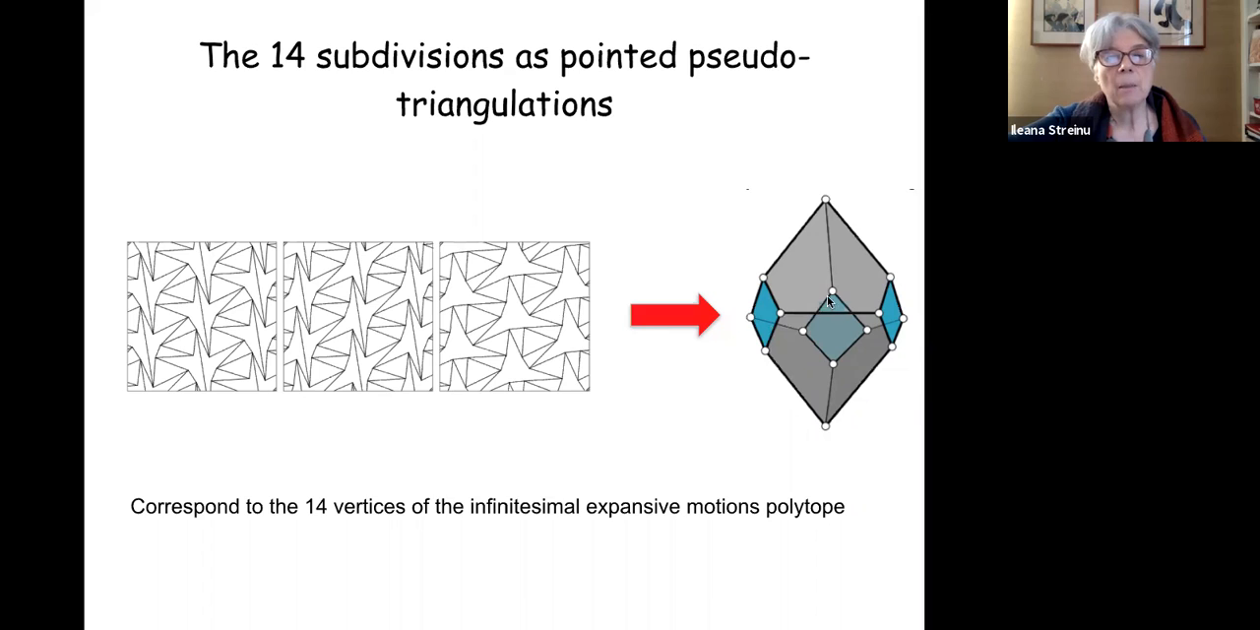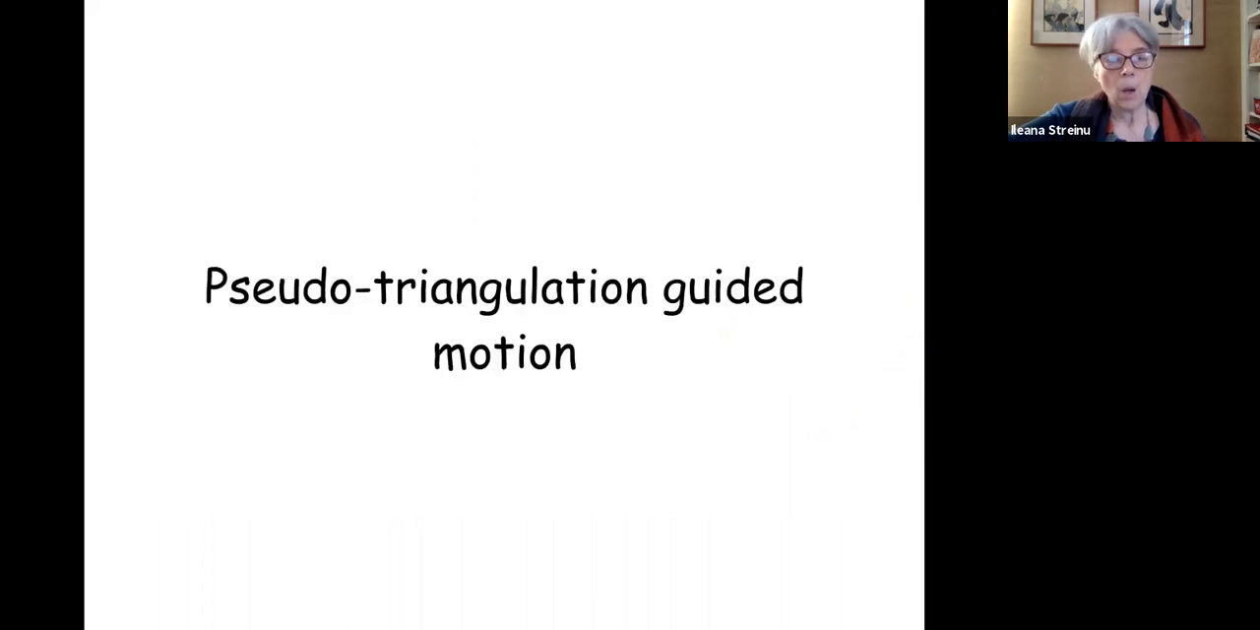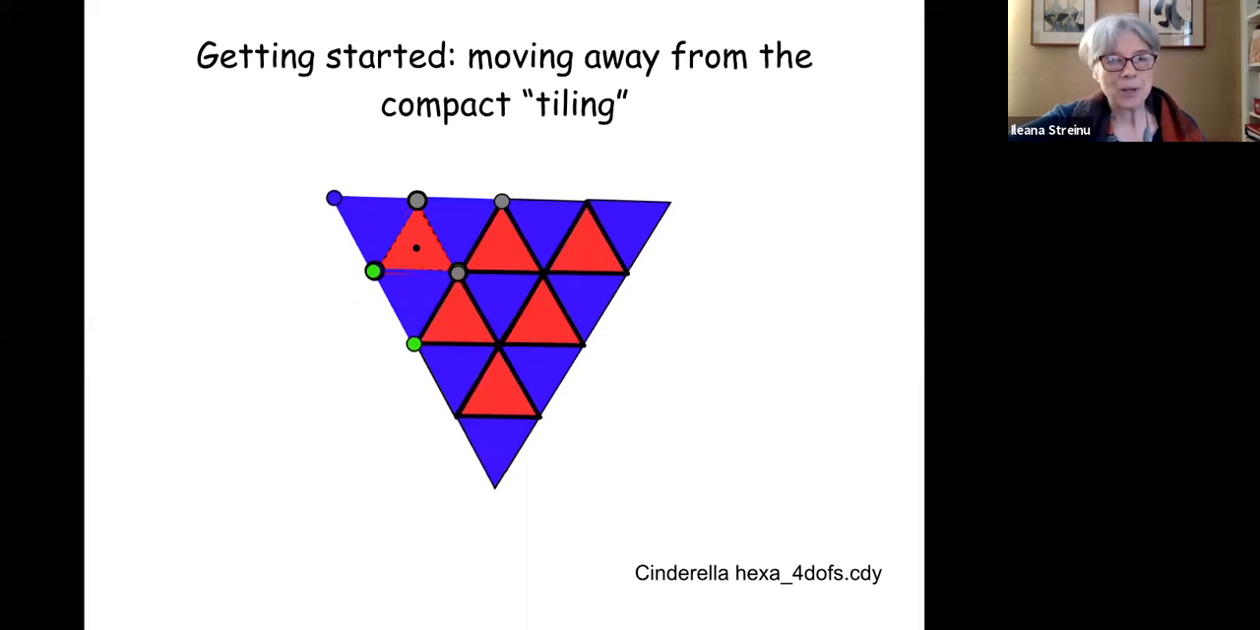So this is what we get. These are the possibilities for the expansive motion polytope, and the polytope itself exhibits the symmetries that are present in the combinatorics. So different classes correspond to different vertices here. Okay, so now what is a pseudo-triangulation guided motion? Let's look for it. Now I'm going to show you an example of what I did.